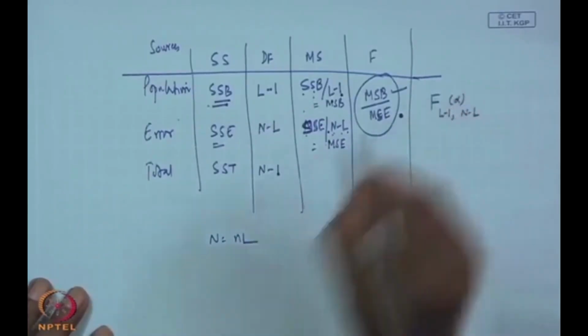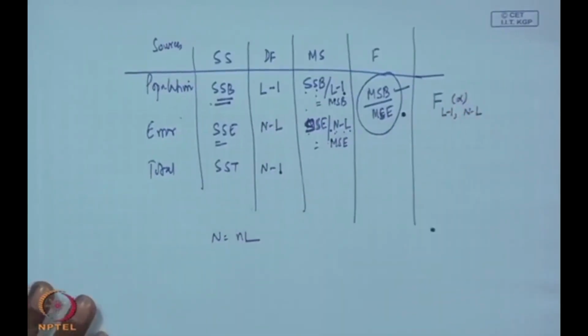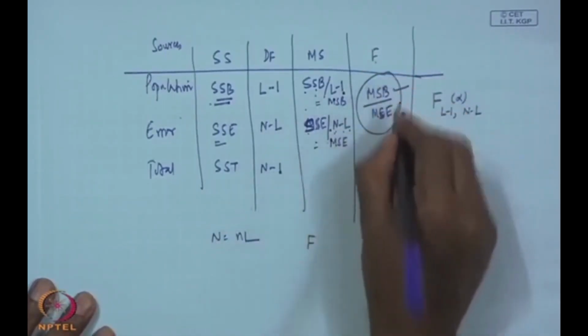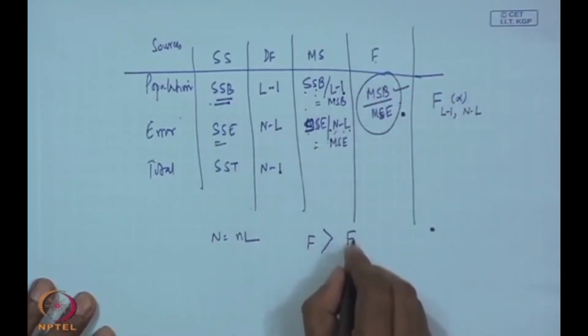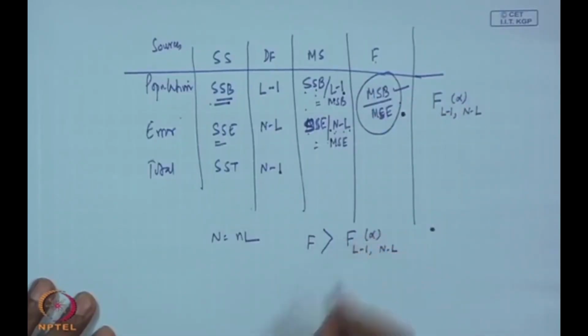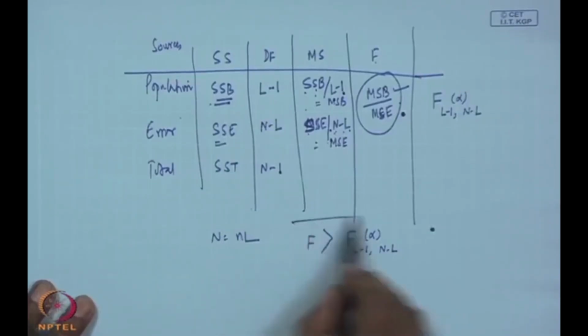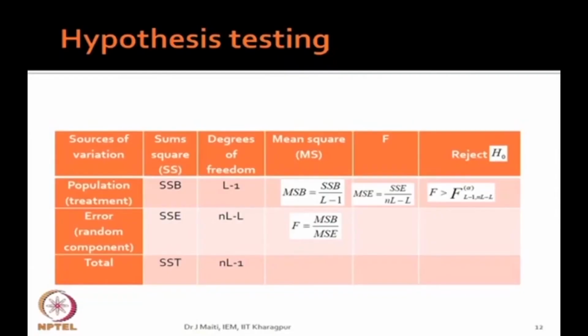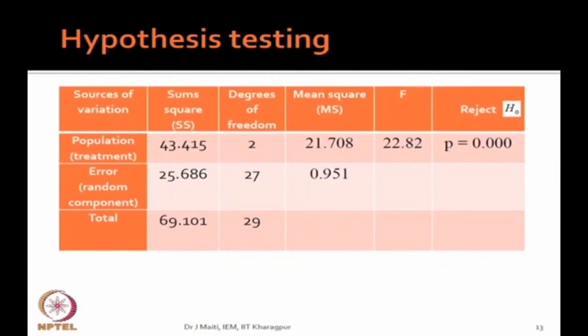and you will choose a certain value of alpha, and if your computed F is greater than F with L minus 1 and N minus L degrees of freedom at alpha, you will reject the null hypothesis. Okay. So, once you reject the null hypothesis, you will accept the alternate hypothesis. That is the idea.